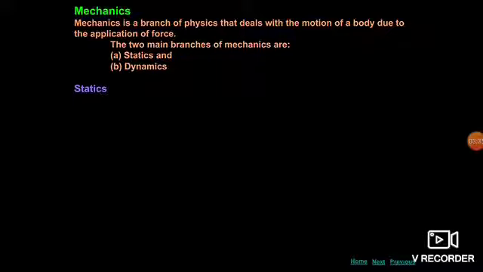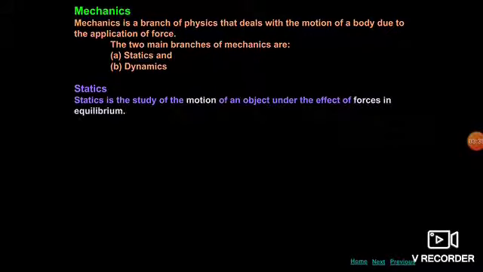Now if we talk about mechanics, I told you the branch of physics which we have to do. Mechanics is a branch of physics that deals with the motion of a body due to the application of force. That means when something moves, it comes under mechanics. The two main branches of mechanics are statics and dynamics. Statics is the study of motion of an object under the effect of force in equilibrium. That means when a force is acting on a body in equilibrium, then it comes under statics.